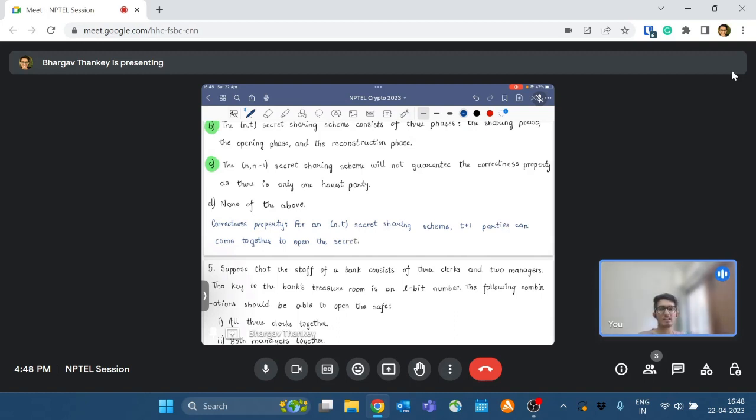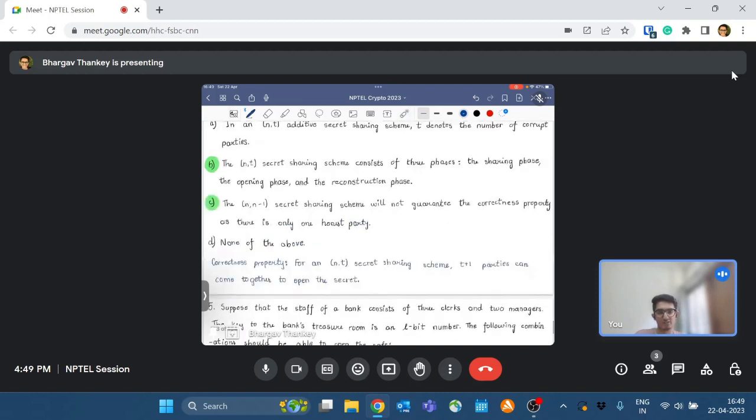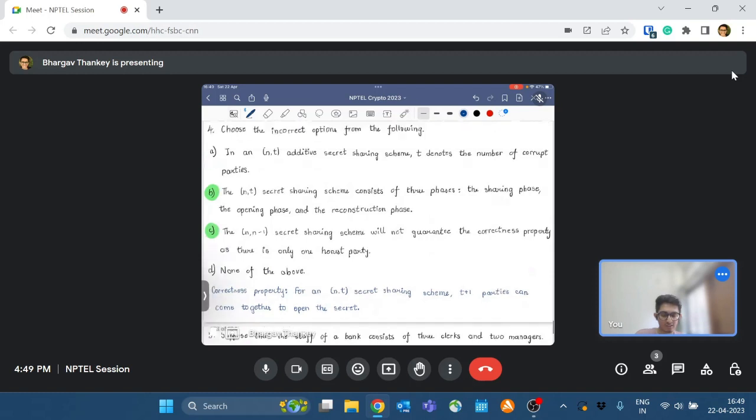So for an n comma n minus 1 secret sharing scheme, the correctness property says that if all the parties come together, they should be able to open the secret, which will happen, right? So option C is false, because in an n comma n minus 1 secret sharing scheme, the correctness property is guaranteed, even though there is just one honest party. So both B and C are false. So D cannot be true, because none of the above is not true. So B and C are false, and A is true.